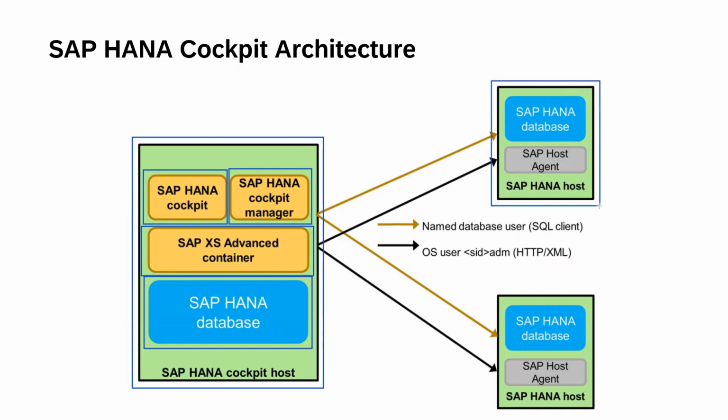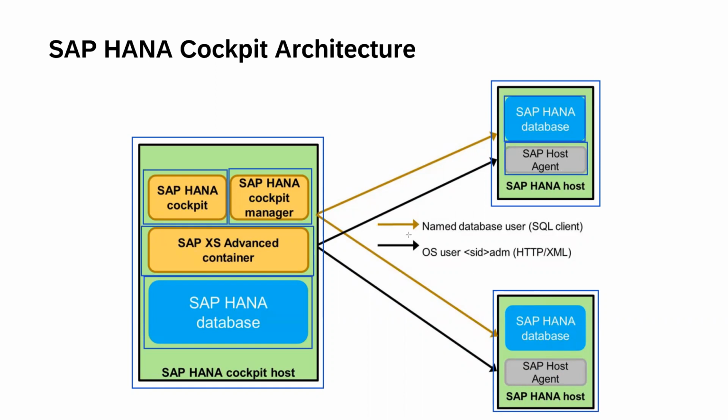And this is your managed system. These are the SAP HANA databases that you are going to monitor and administer from your SAP HANA Cockpit. There are two components of the SAP HANA database: one is the database itself, and the second is the SAP host agent. The host agent is installed at the operating system level, and it interacts between the database and the operating system.